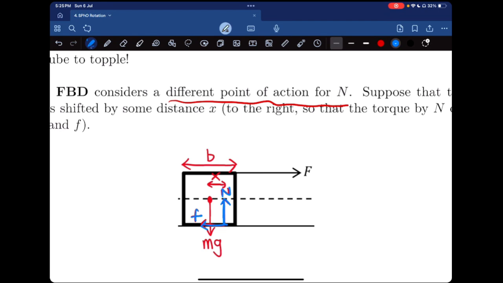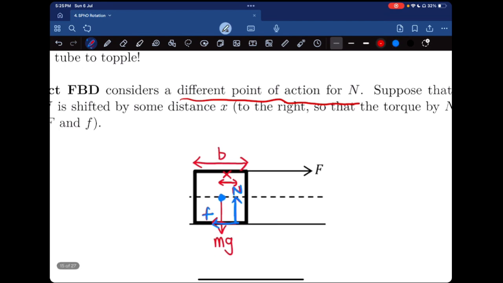Now, why do we shift this? Because now that we shifted it, you can see that n can actually give a torque now. If we take torques about the center of the cube, n gives a torque that rotates the cube counterclockwise, while small f and big F still both give a torque that rotates the cube clockwise. But now, because of the existence of this n, we can say that it is possible that the cube doesn't just topple instantly, no matter how small f is, because there exists some sort of counter torque to this. So drawing this correct free body diagram actually resolves the whole paradox.